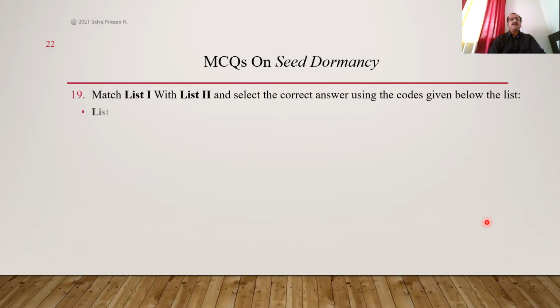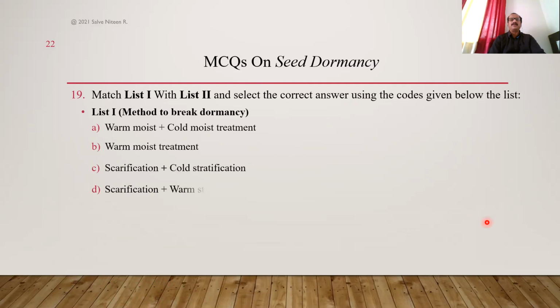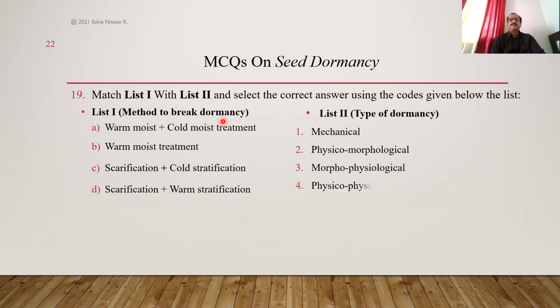Now you have to match the lists. A matching type question has come here. List 1 has to be matched with list 2, selecting the correct answer using the codes given below the lists. The first list gives methods to break dormancy, and the second list gives types of dormancy. Options are given with the help of codes A, B, C, D: 3, 1, 4, 2; 1, 2, 4, 3, like this. You have to match.